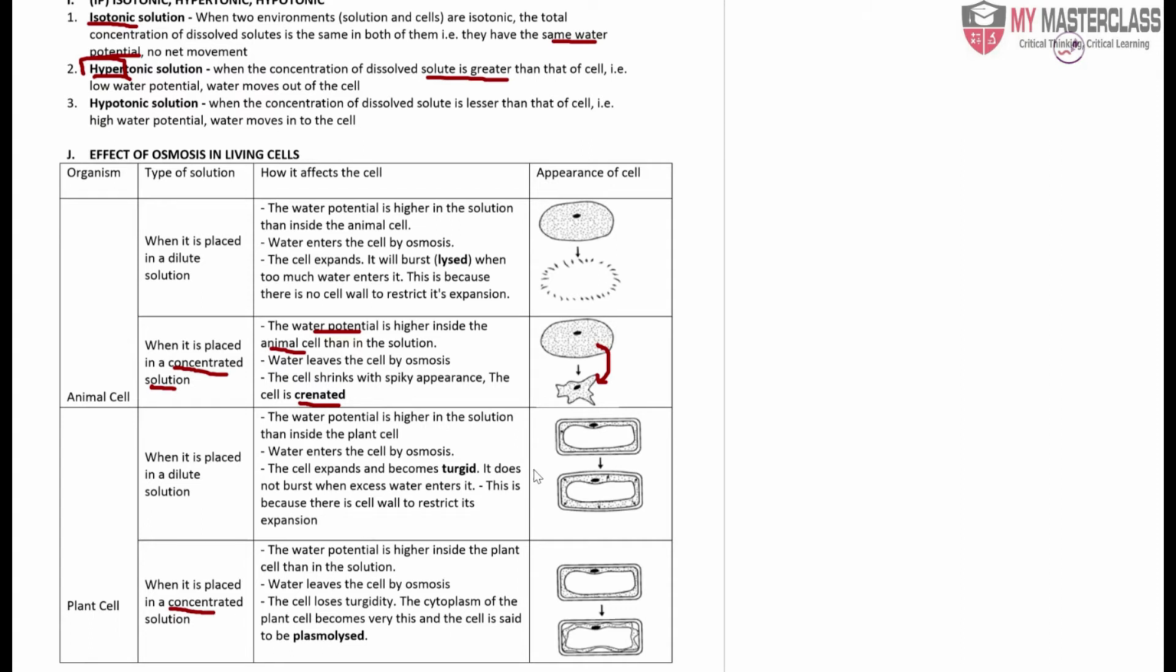Okay, now plants are unique because they have a cell wall, and the cell wall, if you recall the topic on cells, is rigid. So therefore, even when the water leaves the plant cell itself, it is the cell membrane that is shrinking. That is to say that my cell has become plasmolysed. It does not have the same spiky appearance that it does in animal cells.